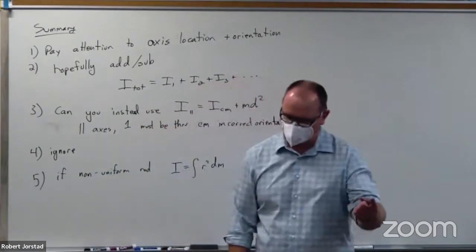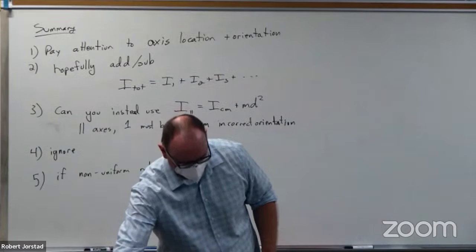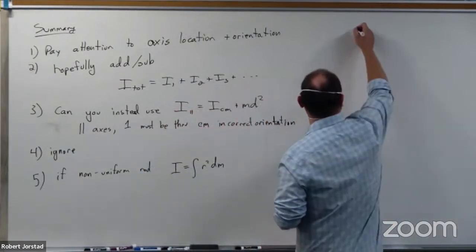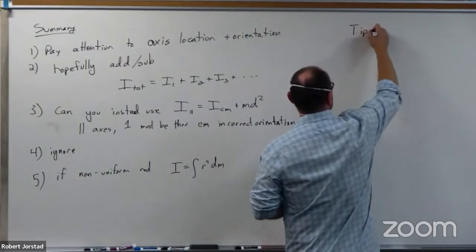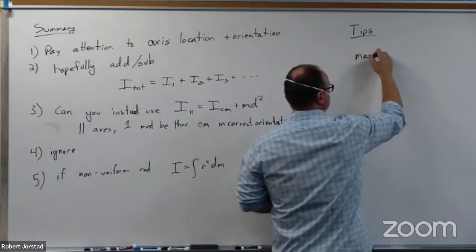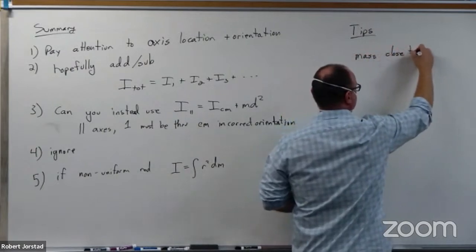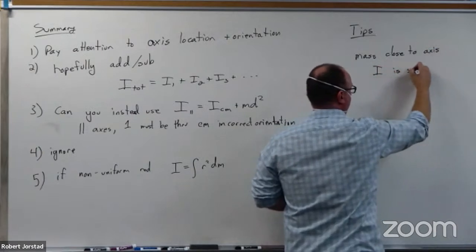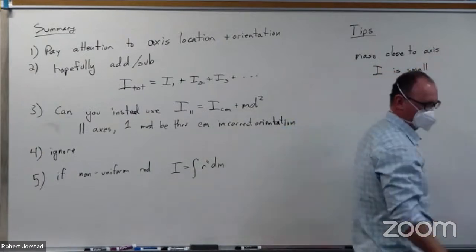Let's go look below there. Insight. Do you see the insight? Let's read that insight or tips, whatever you want to call it. Mass close to axis: I is small. Now, small is a relative term, right?